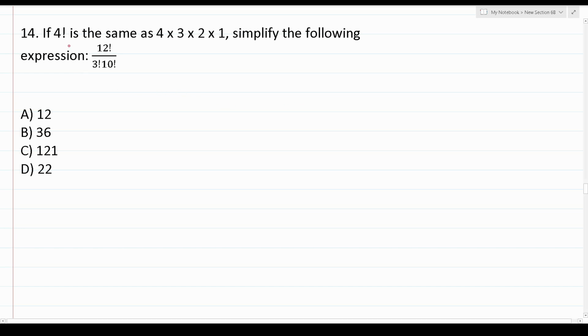All right, so this question tells you exactly what a factorial is. Factorial means take the number that's given, in this case 4, and you multiply it by everything less than 4 until you get to 1. So as another example, 5 factorial is the same as 5 times 4 times 3 times 2 times 1. All right, so let's go ahead and apply that to our expression here. Again, the expression we were given is 12 factorial over 3 factorial times 10 factorial.